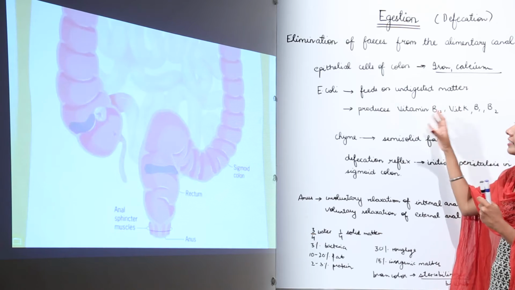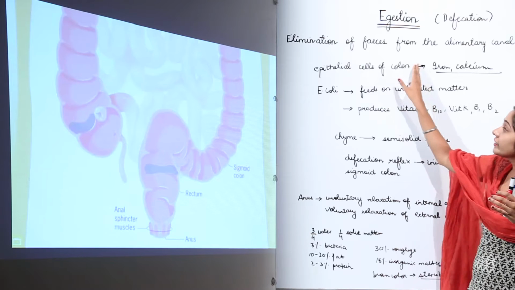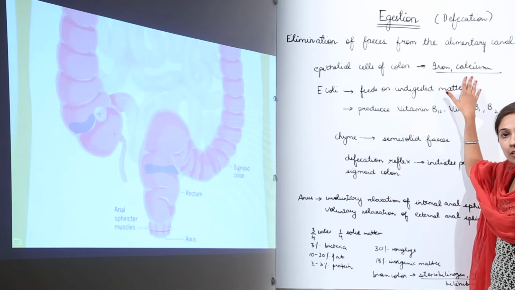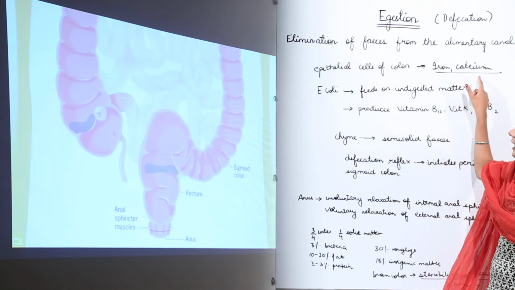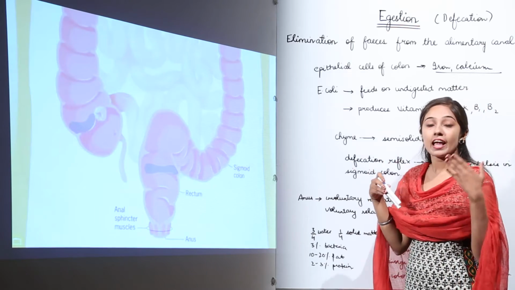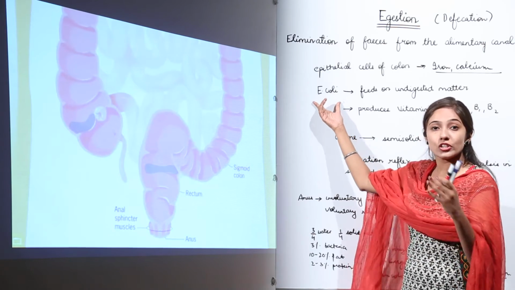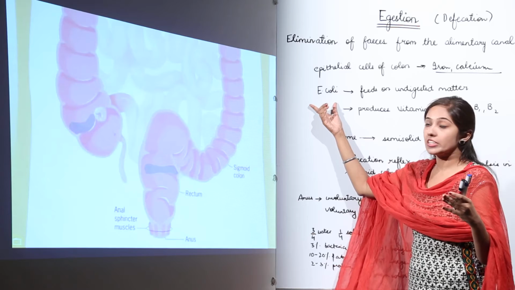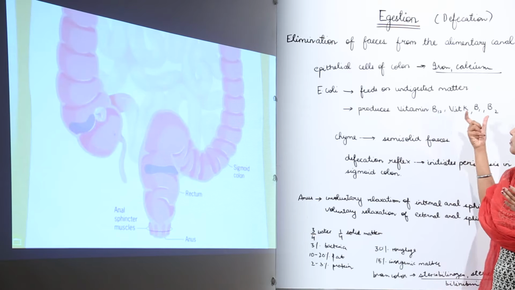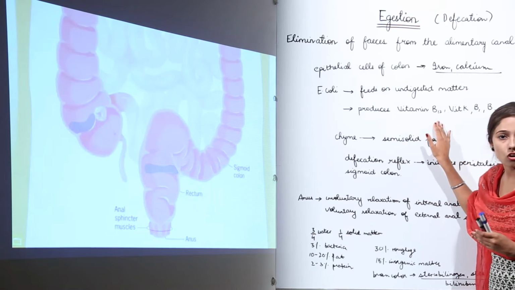Now in the large intestine, we have the epithelial cells of the colon, and they release iron and calcium. Water absorption is taking place, plus these cells are releasing iron and calcium, and we have certain very important bacteria that help us, that is E. coli, Escherichia coli. These are very beneficial bacteria to us because they feed on undigested matter and produce vitamin B12, vitamin K, vitamin B1 and B2, where the reabsorption of these vitamins occurs in the colon.